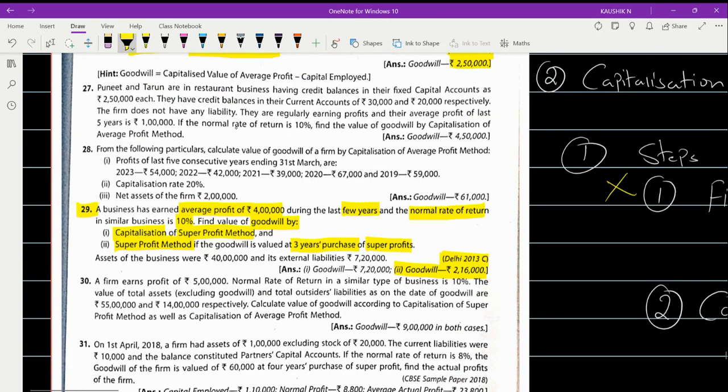So by now I have made you understand completely the concept of goodwill under the various methods like simple average profit method, weighted average profit method, super profit method, capitalization method of super profit, capitalization of average profit. But all these problems we have seen so far without the adjustments, right? Now we have something called adjustments which we have to learn.